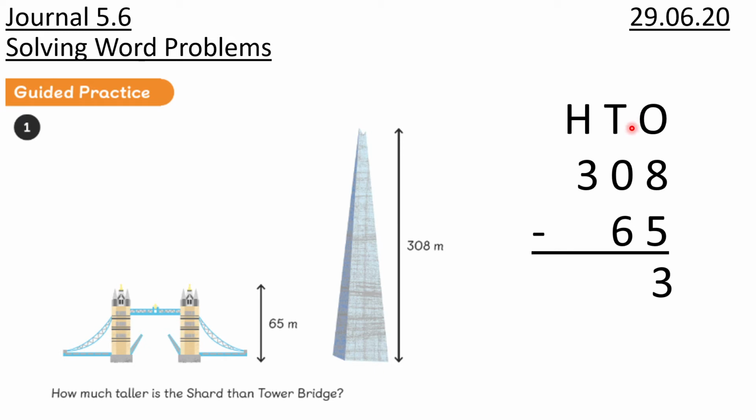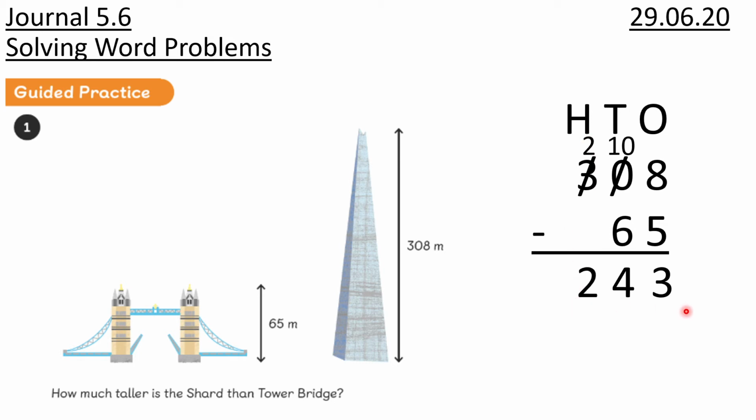Now we move on to the tens. 0 take away 6 we can't do, so we're going to have to regroup from the hundreds. It's the same as what we always do. Just because it's length, we can ignore that for now. So our 300s is going to become 200s, and our 0 tens is going to become 10 tens. Now we can take away 10, take away 6, which will make 4. Now finally, we can work out our hundreds. 2 take away nothing is going to keep us at 2.